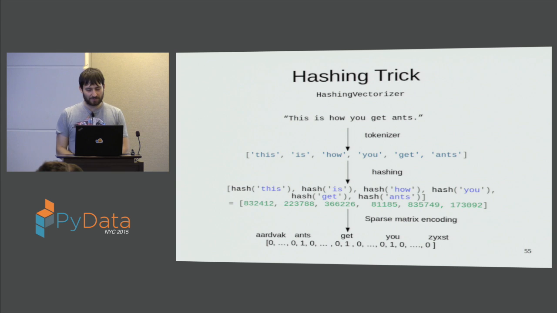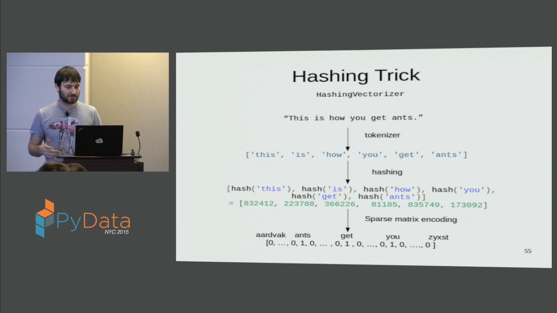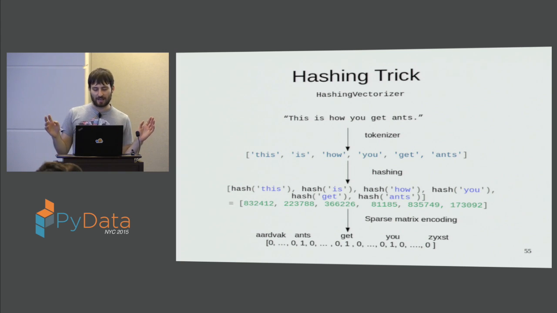The hashing trick is an alternative to doing this. The first step is the same. You do the tokenization. But then you just hash the token. So you take the token as a string, like here, this is how you get ants, and you hash this. We use a murmur hash function, which is like a non-cryptographic hash. And you then modulo the hash with some large number, so you have an upper limit to what your hash can be. I think we do 10 to the 20. So you get a number between 0 and 10 to the 20 for each word.